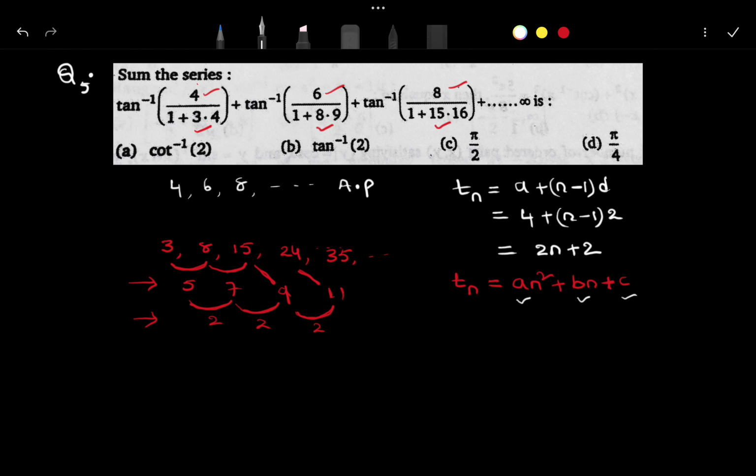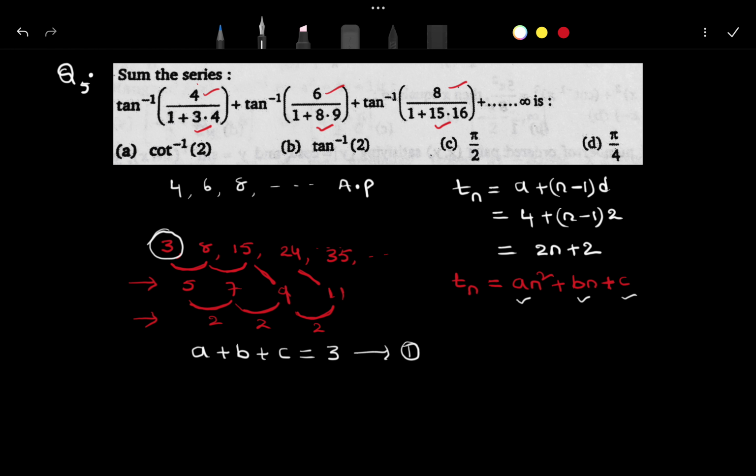Now Tn is equal to an square plus bn plus c. If you write n is equal to 1, T1. What is T1? The first term. What is the first term in this one? 3 is the first term. So now n is equal to 1. If you write it, that value will be a plus b plus c. This will be equal to T1. T1 is equal to what? 3. So let this be equation 1.